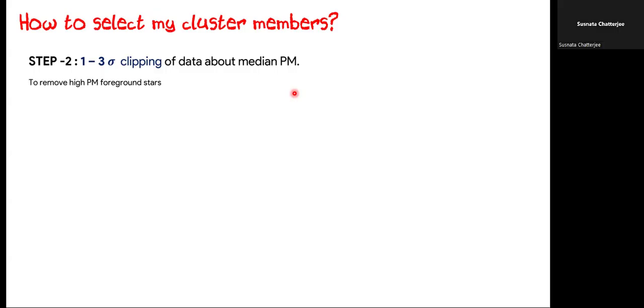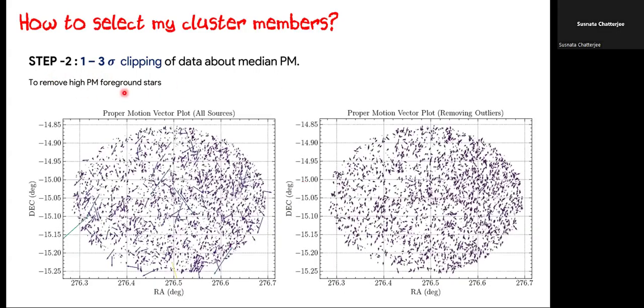So why is it used? It is used to remove the high proper motion foreground stars. Let us see how. In the picture on your left, you can see a proper motion vector plot of all the sources. If you look closely, there are quite a number of stars which have high proper motions in random directions. These are indicated by the blue and green yellow arrows.